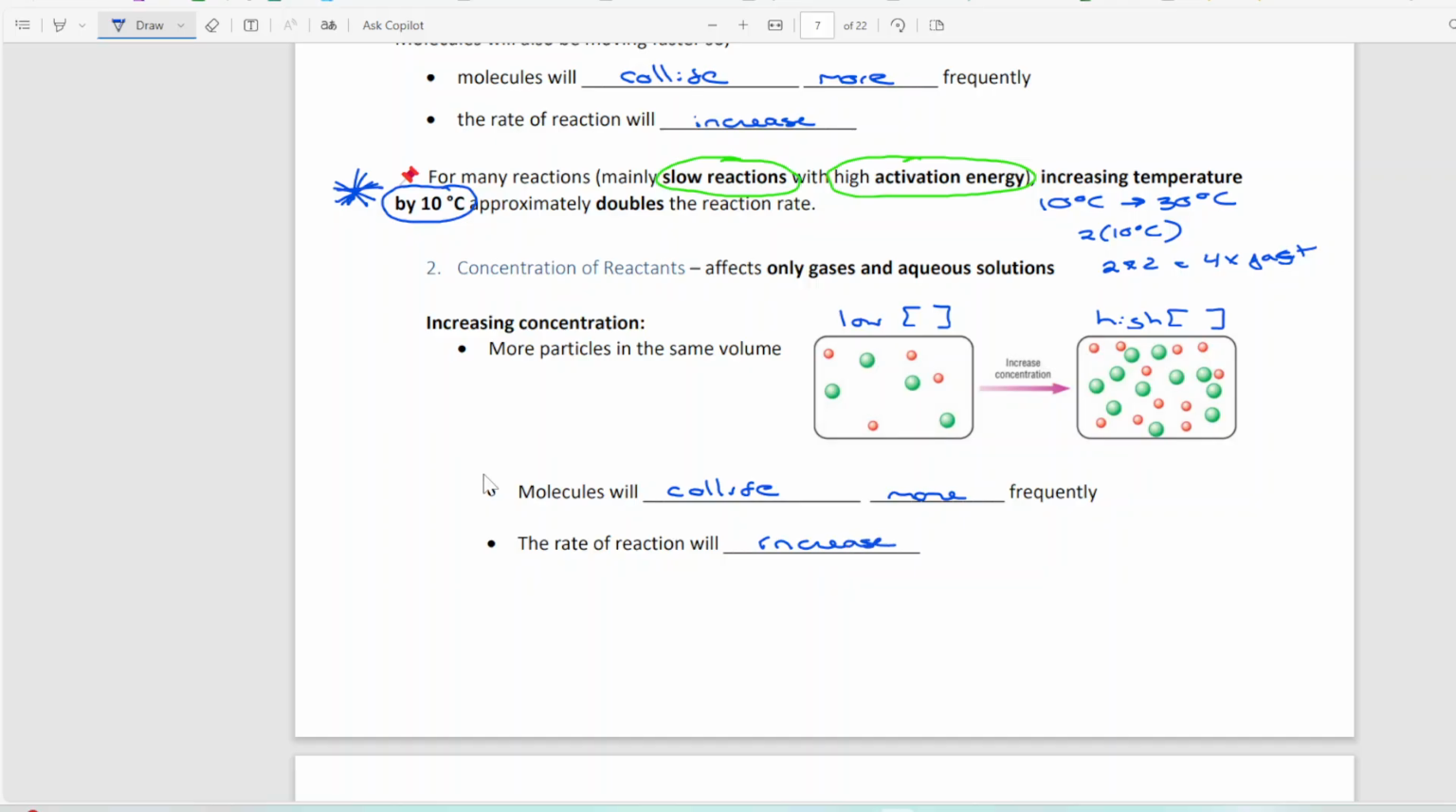So again, there's two ways of increasing reaction rate. Number one, giving more energy. Number two, hitting more often. Okay?